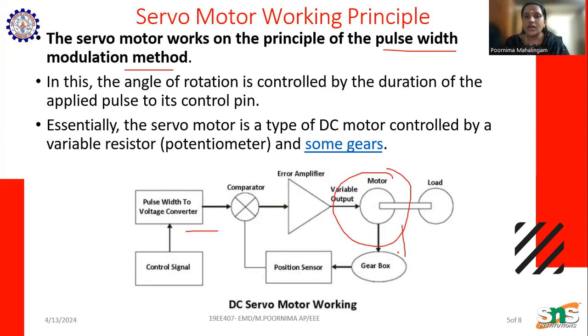The speed is given through the gearbox, and the position sensor senses the position and gives it to the comparator. By using the control signal and pulse width signals, we compare them and give the result to the error amplifier. Finally, the variable output is given as the input to the motor, and finally it is given to the load. This is a closed loop control.